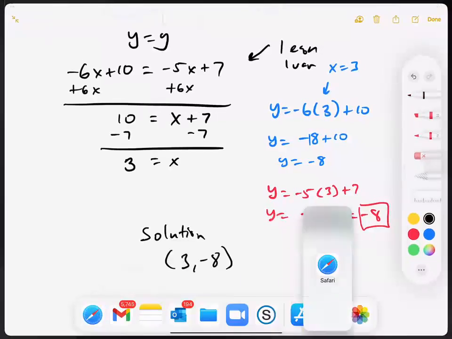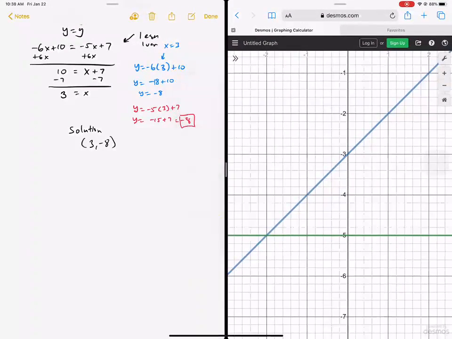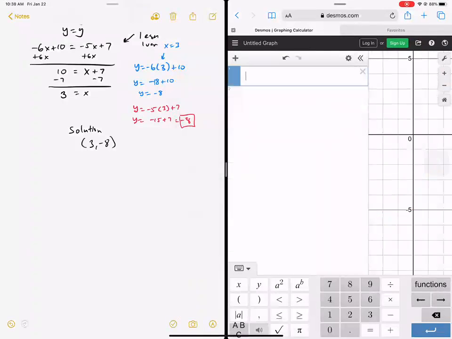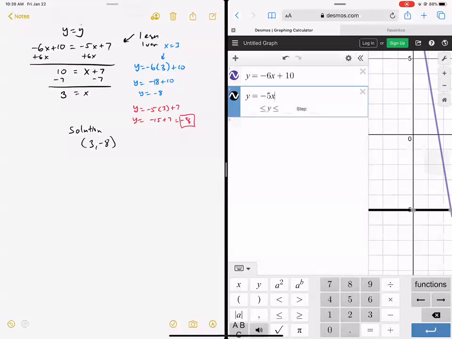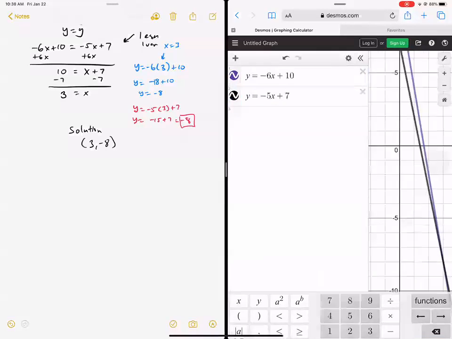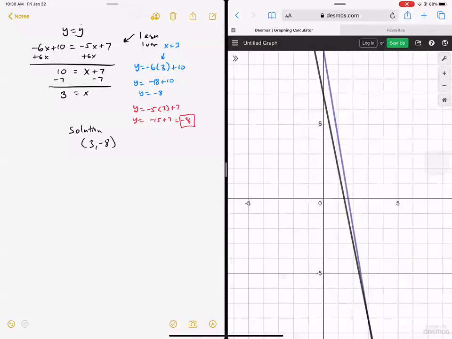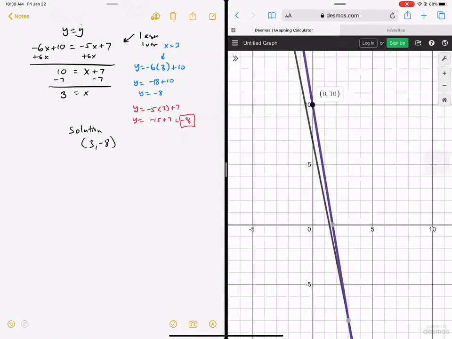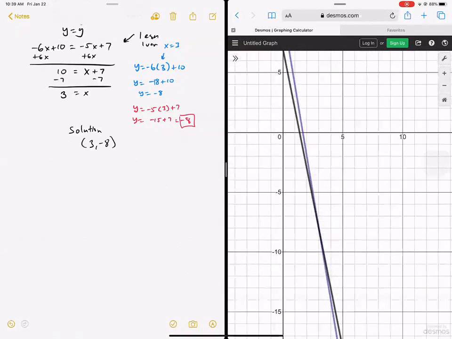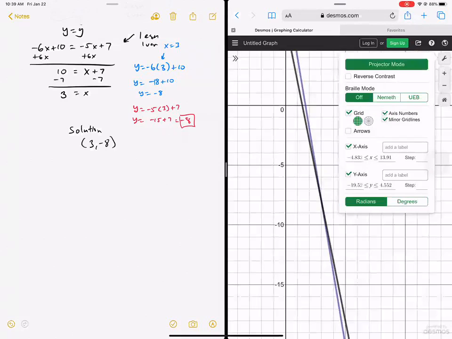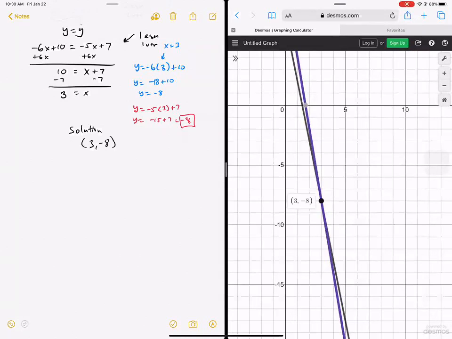Now I'm going to double check that using Desmos here, since we do have our work shown out. y equals negative 6x plus 10. Okay, that kind of looks like my line. And y equals negative 5x plus 7. So if you look at these two lines, they're neck and neck with each other. We started one off at 10. We started one off at 7. And where do they meet? They don't meet till 3, negative 8.